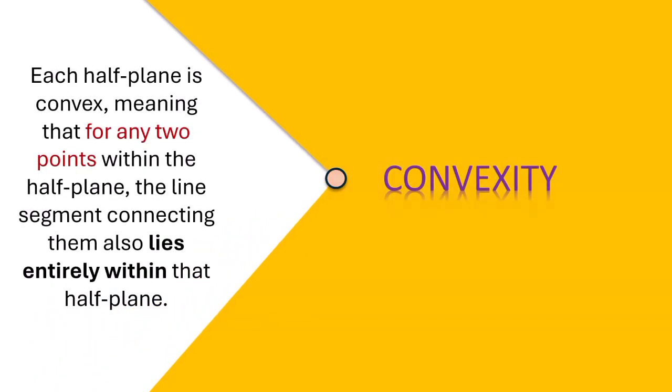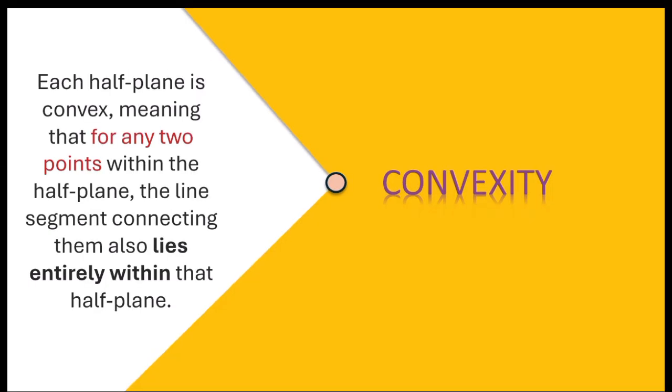Next is convexity. Each of those half planes is convex. If you pick any 2 points on the same side of the line and draw a segment between them, then that segment stays completely on that side. That's why you can say it is convex.